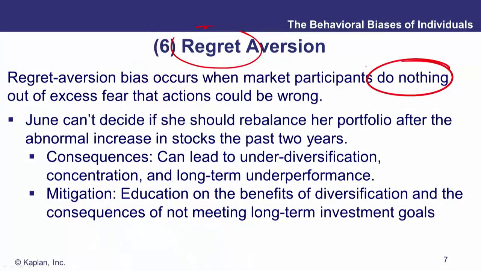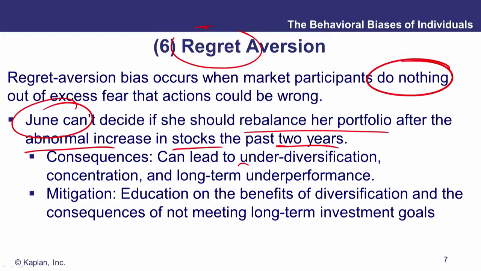So what do we have here? June can't decide if she should rebalance her portfolio after the abnormal increase in stocks the past 2 years. June is kind of frozen. She doesn't want to do anything. Why? Because she fears what would happen if she did something and it went wrong. What if it keeps going up? This can lead you to drift into things that are working and long-term underperformance when they stop working. So really the mitigation here is we're going to try and educate the client on the benefits of diversification and the risks to their long-term goals.